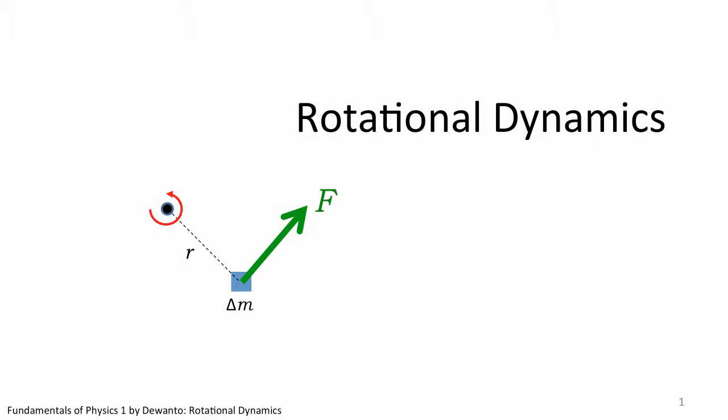This lecture follows directly from where we left off in the previous video. Let's get back to the small mass delta m. This time around, a force F is exerted on delta m, which causes delta m to rotate about a fixed axle at radius r. Notice that F is applied perpendicular to r. How does Newton's second law apply in this case?